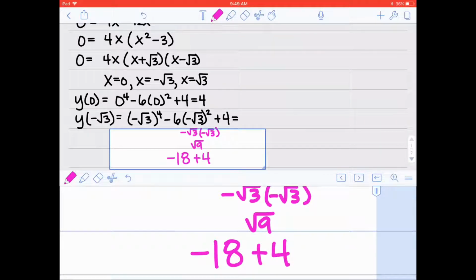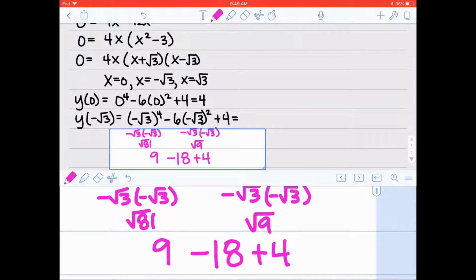Okay, and then we have negative root 3 times negative root 3 is root 9, and we're going to do that again. So root 9 times root 9 is root 81. Root 81 is just 9.